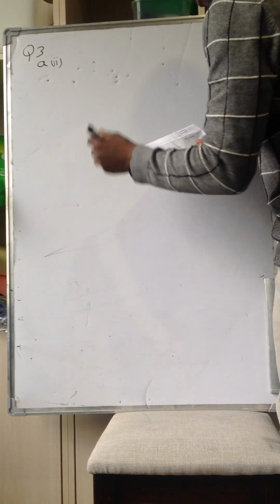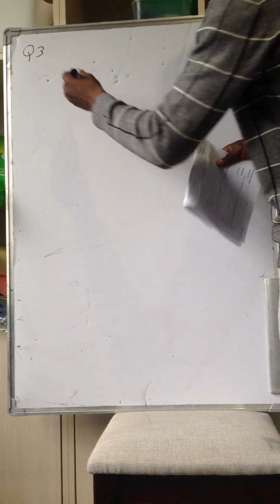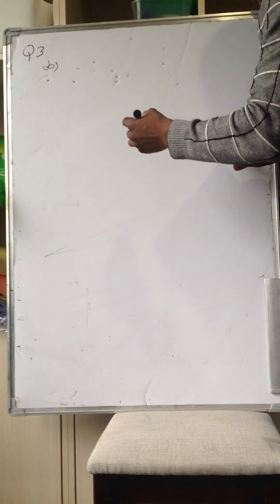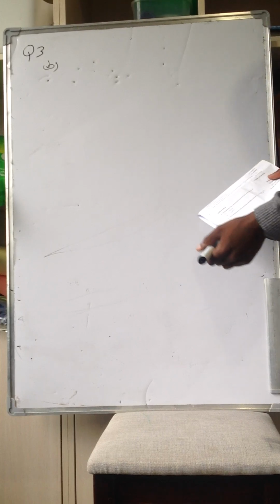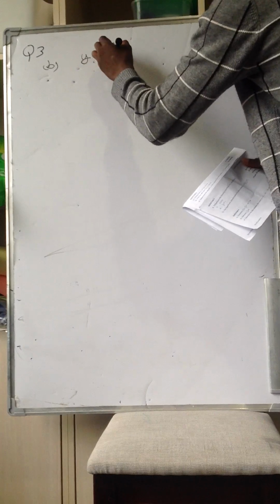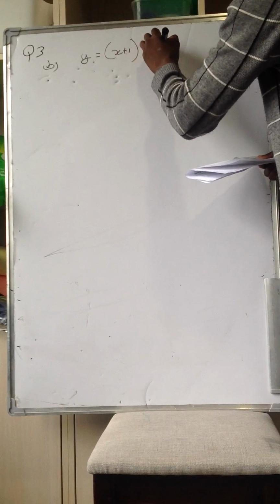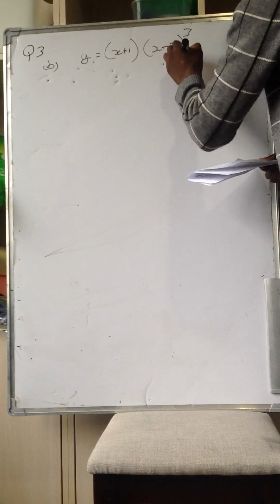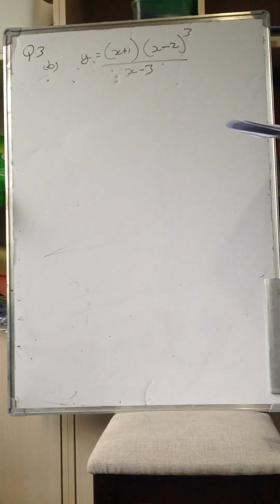Okay, so B, this is where the math is now. So 3B, the question reads: use logarithmic differentiation to differentiate y equals open bracket x plus 1, open bracket x minus 2 raised to power 3, over x minus 3. How do you differentiate that question?